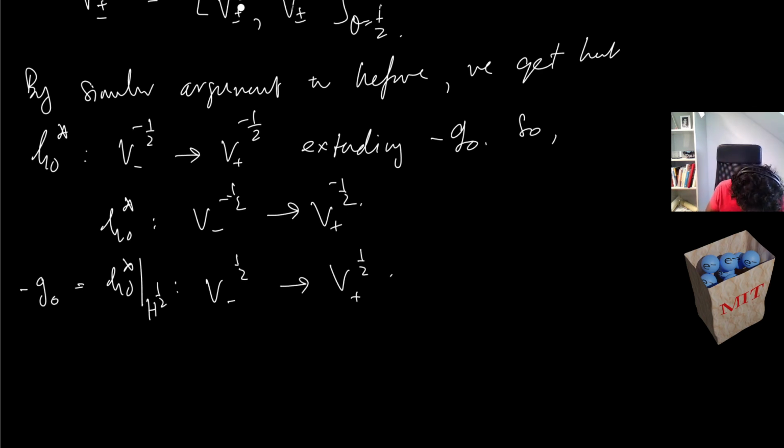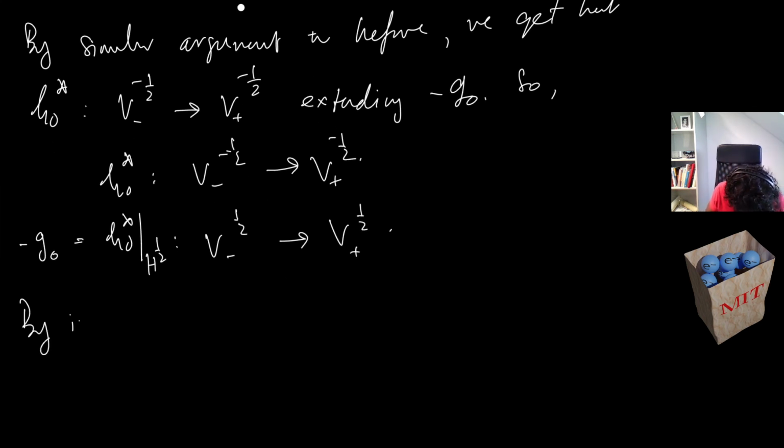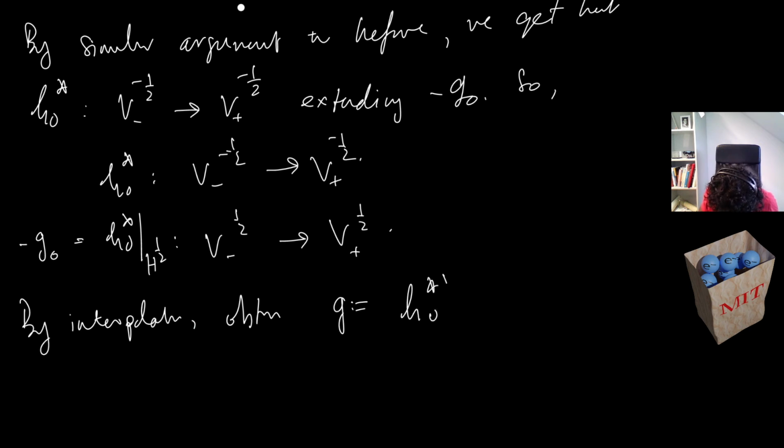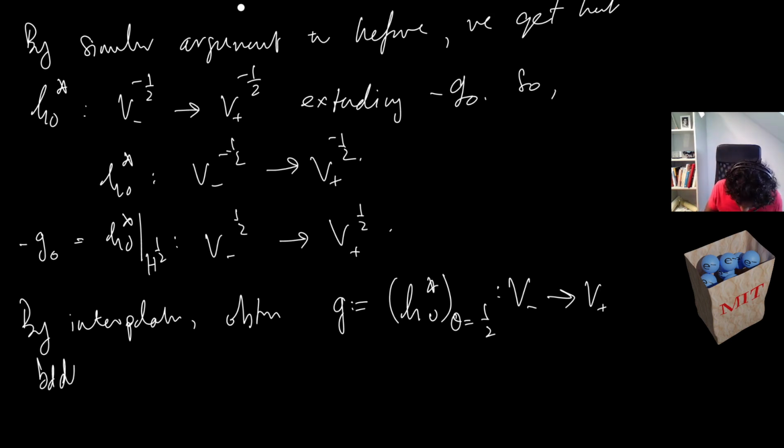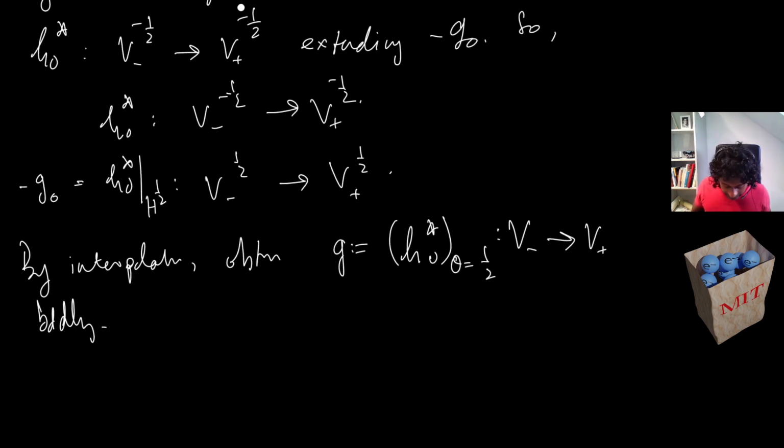So by interpolation, we obtain G, which is equal to the map where we interpolate between these two, right? So H star naught at theta equal to a half, which, because we've shown at the scale half the spaces are V minus, is taking us from V minus to V plus boundedly, right? And also it extends this map G naught by construction, okay?